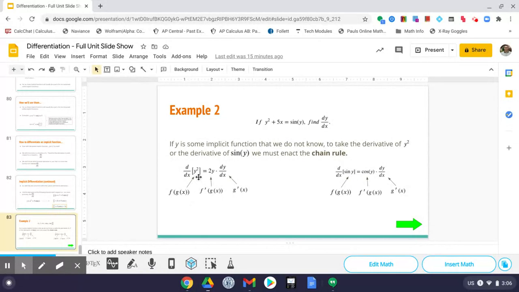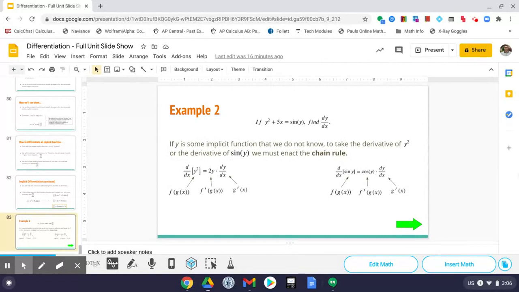Well, the chain rule says use the power rule on y. So I'll bring down the 2, subtract one from its exponent to get 2y. But then I need to take the derivative of the inside. Well, the inside function in this case is just y itself. And so the g prime part of this is dy dx. And so the derivative of just y squared with respect to x is equal to 2y multiplied by dy dx.